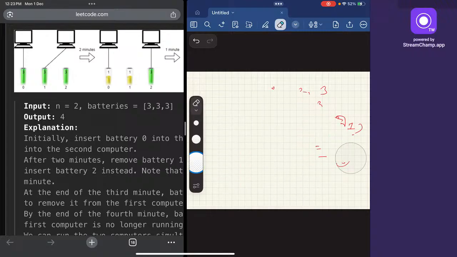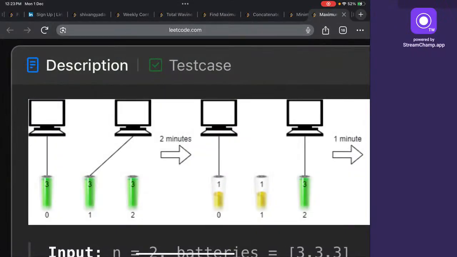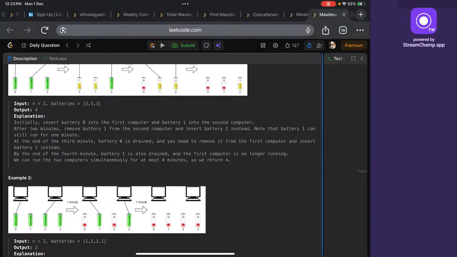Let's try to code it, and I will try to understand after the stream why treating the batteries as single units works.